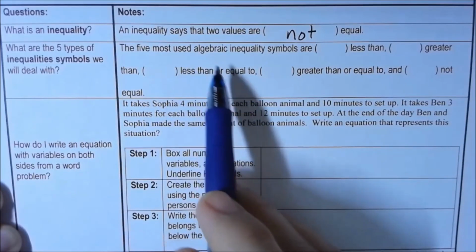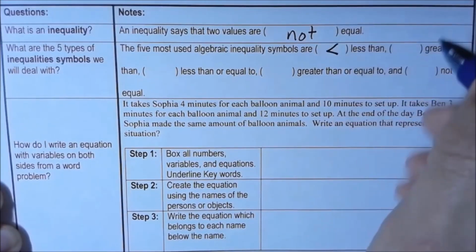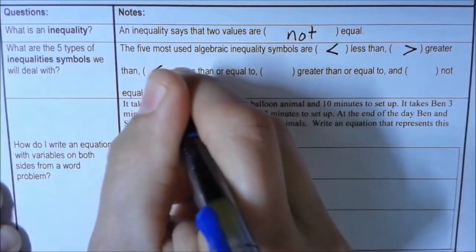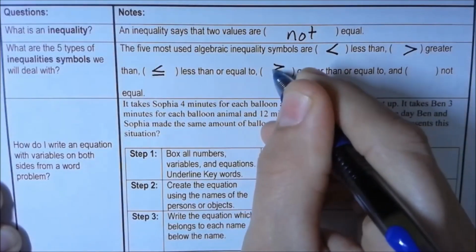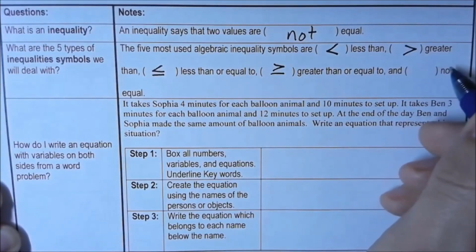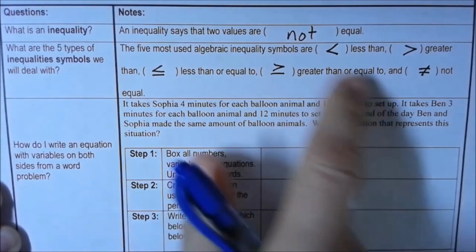Well, the 5 most used algebraic inequality symbols are less than, greater than, less than or equal to, greater than or equal to, and not equal. So these are the symbols that you'll see most of the time.